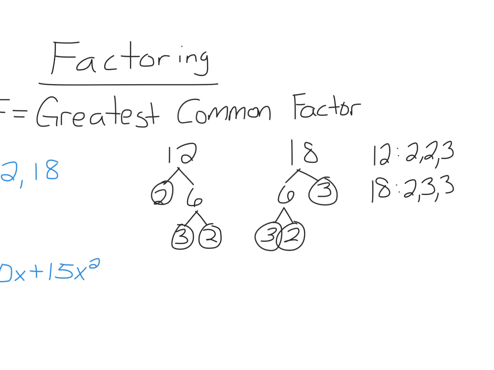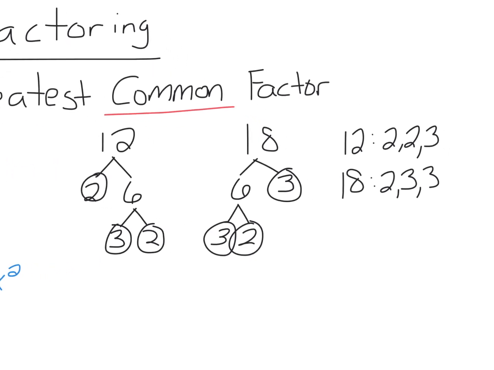Okay, now, greatest common, you want to highlight what they have in common. So out of their list, what do they have in common? They have a 2, so I'm going to write 2 down here. What else do they have in common? A 3, so I'm going to write a 3. Okay. Do they have anything else in common? No. So now take 2 times 3.